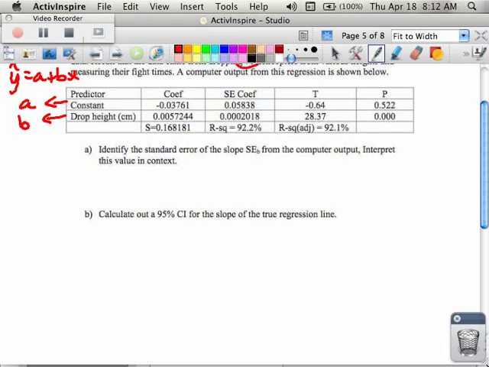So when they talk about the standard error of the slope, what you're looking for is something that has to do with b. And then you look for the standard error, and oh, look, here it is: standard error of the slope. So I just write that down, and you call it standard error of my slope b, and that's 0.000218.